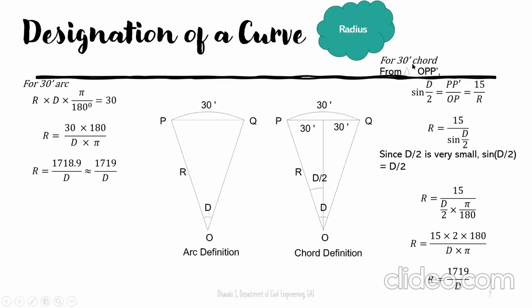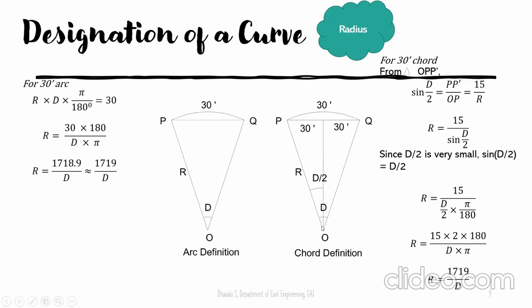Similarly, for a 30 feet chord, here we have got a 30 feet chord. This should have been 15 feet. Half of the chord length of 30 feet is 15, so 15 and 15. And the point of intersection, this point is termed as P dash. Now consider the triangle O P P dash.